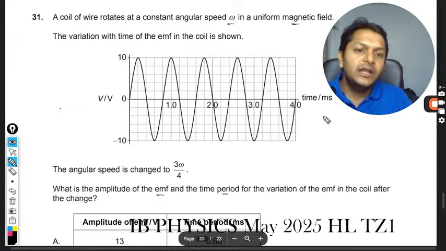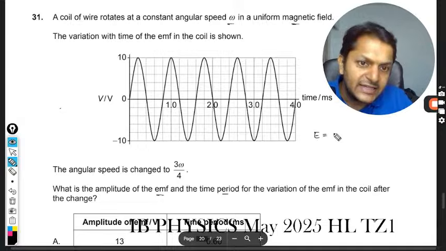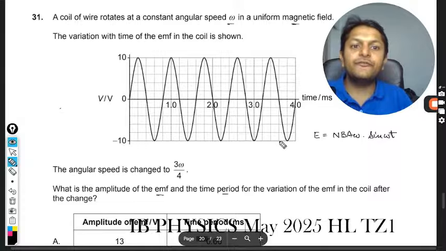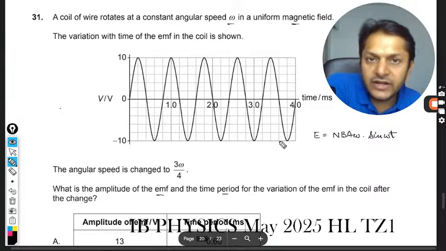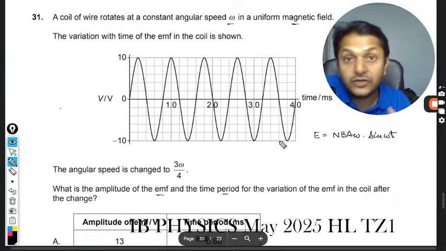Okay. Now, there is this formula of the EMF, and that is given by NBA omega sine omega t. This is the formula for the EMF. And that can be derived very easily if you go for the derivation for the rotations of the coil and all.